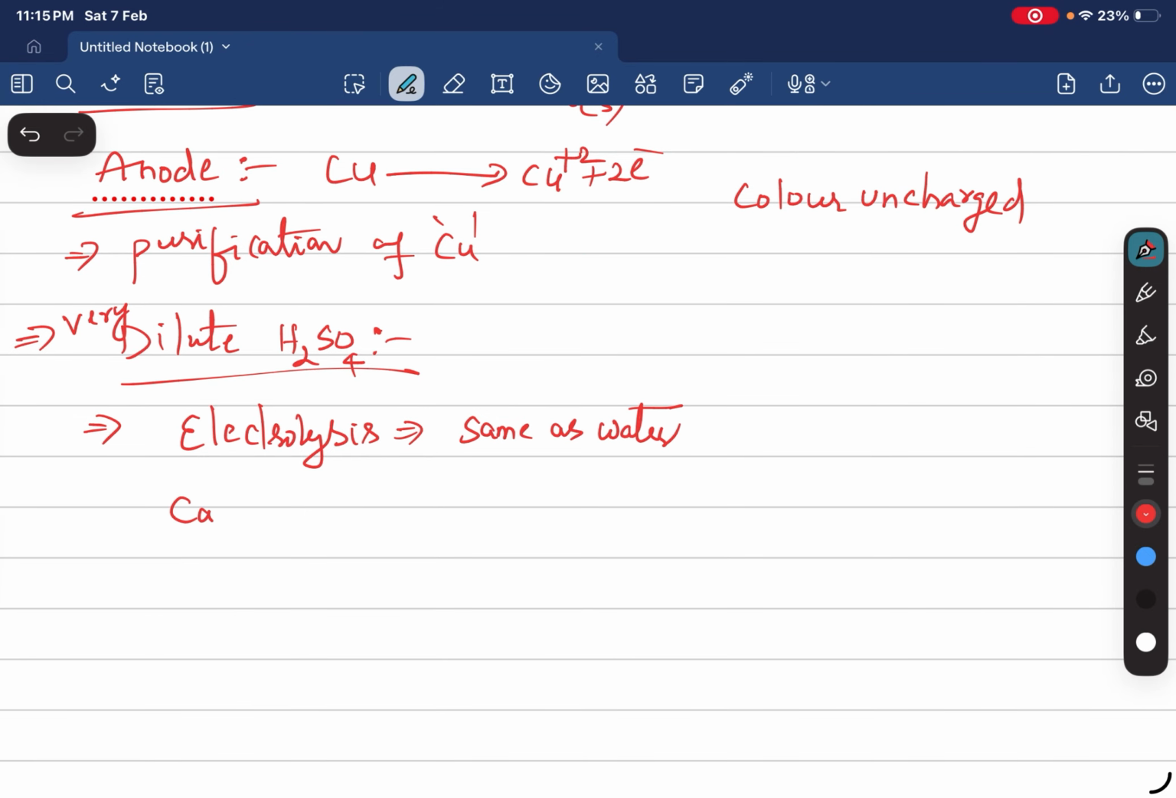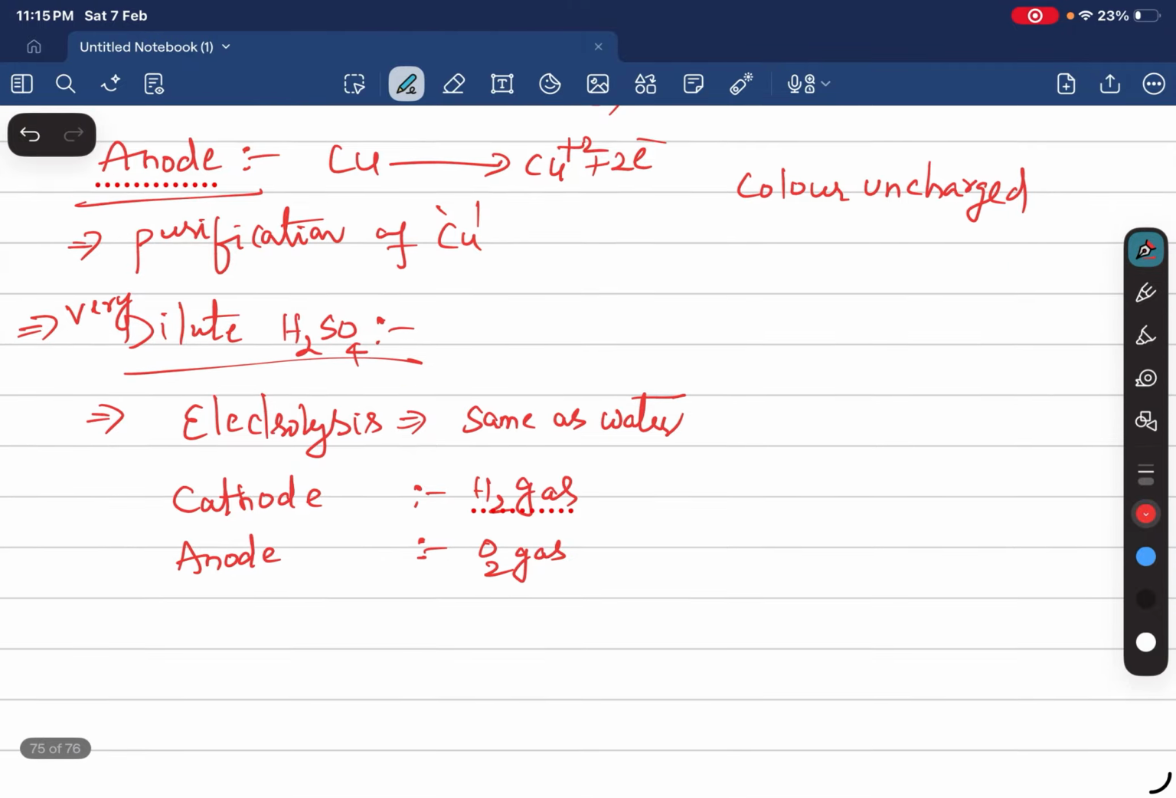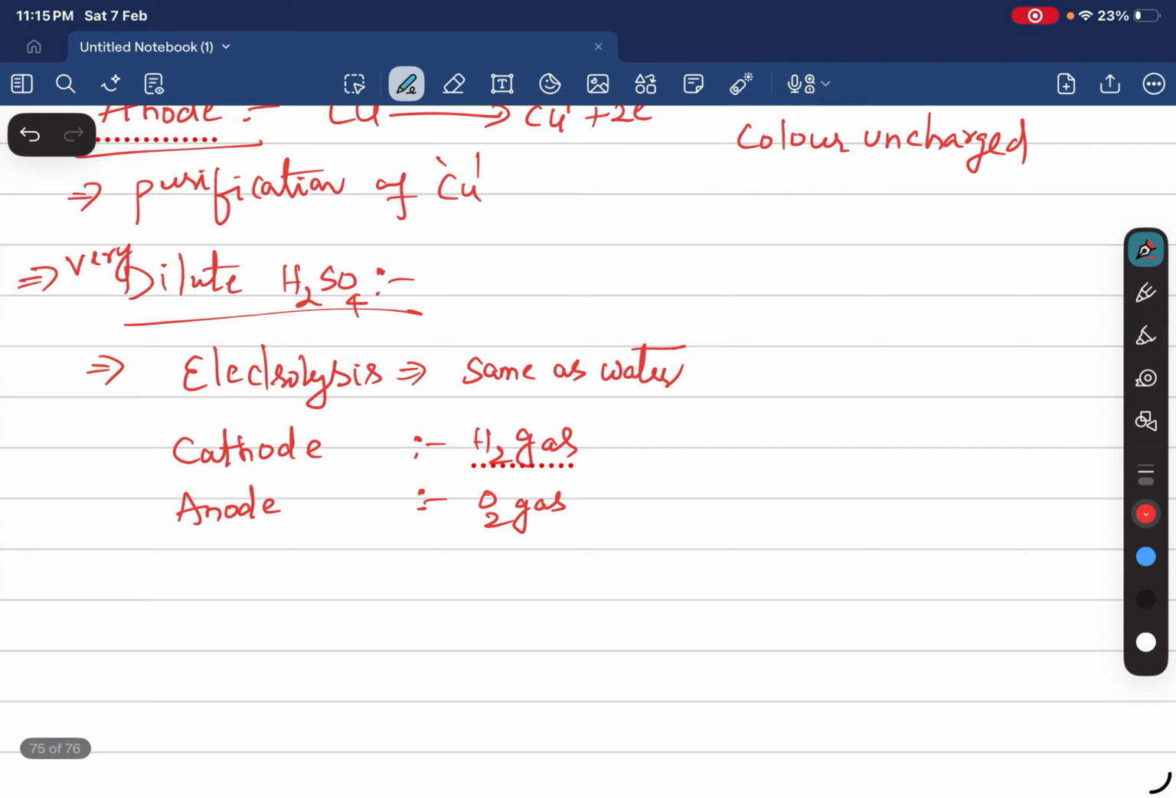So the cathodic product is what? H2 gas, and the anodic reaction gives O2 gas because it's the same as water, and sulfate ions are not going to participate anywhere, they will stay in the electrolyte. So this we can observe where pure water is electrolyzed, and where 50% H2SO4 is there. This is also very important.